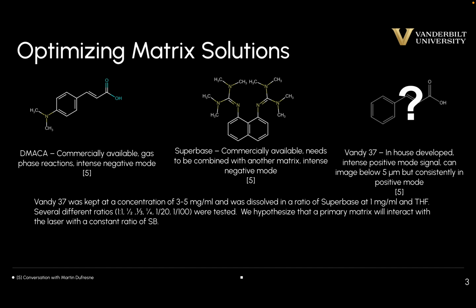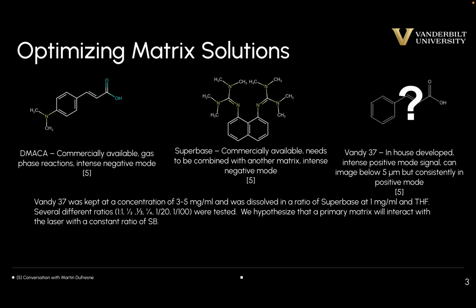However, we have not been able to use DMACA for high spatial resolution imaging because it tends to have gas phase reactions. In the middle is SuperBase. It is also another commercially available matrix and does do well in negative ion mode. However, it needs to be combined with another matrix in order to be successful as a matrix. On the right is Vandy 37. It is an in-house matrix developed here at Vanderbilt. It works very well in positive mode and actually has been able to image at a resolution below 5 micron, but it has only been able to do so in positive mode consistently.